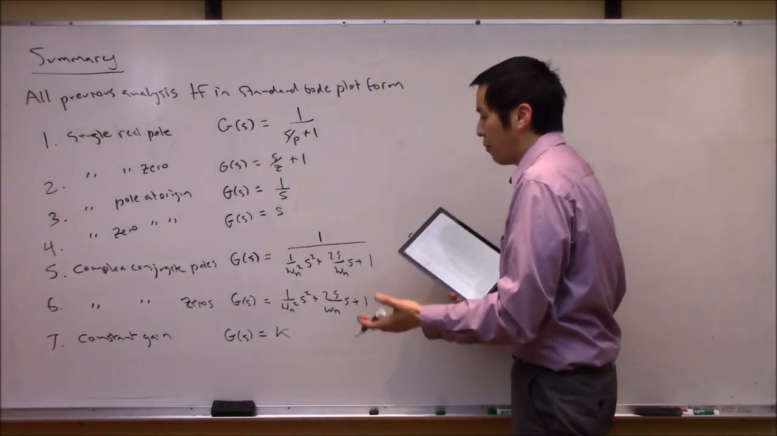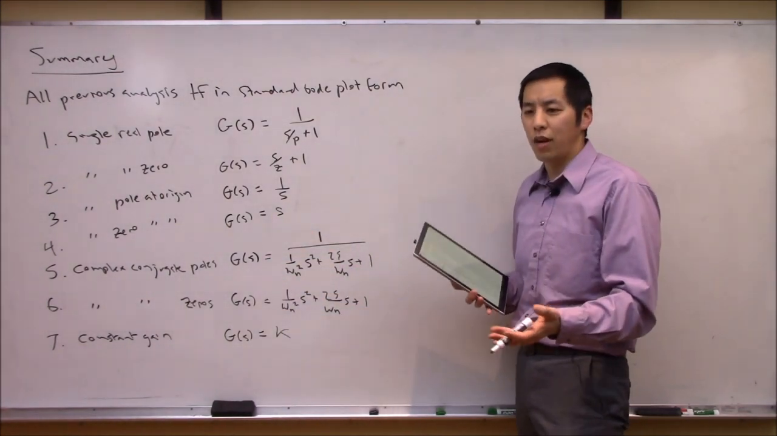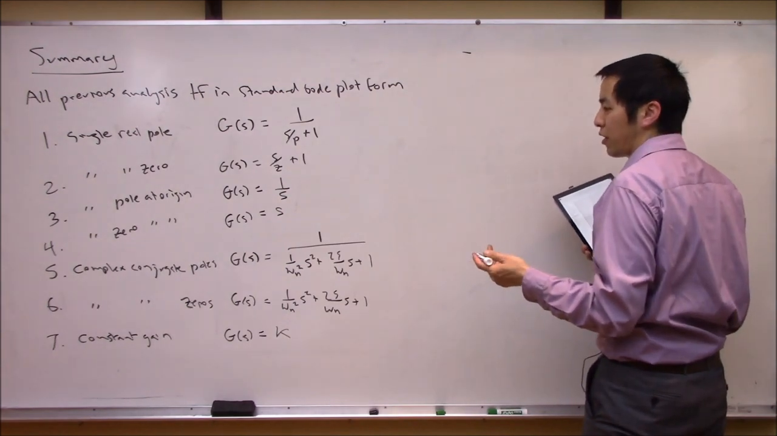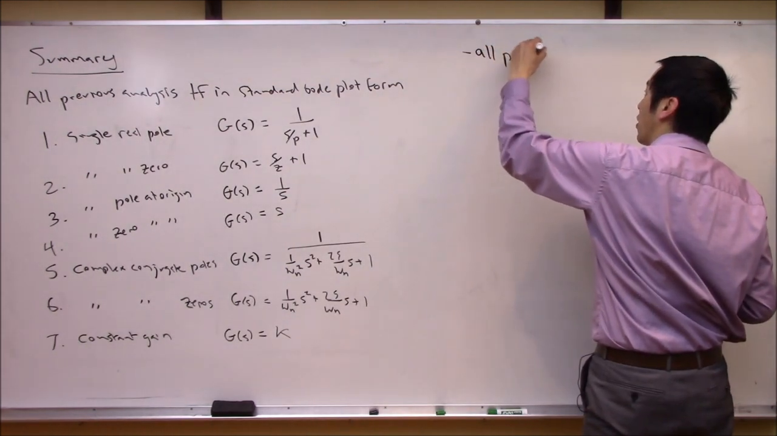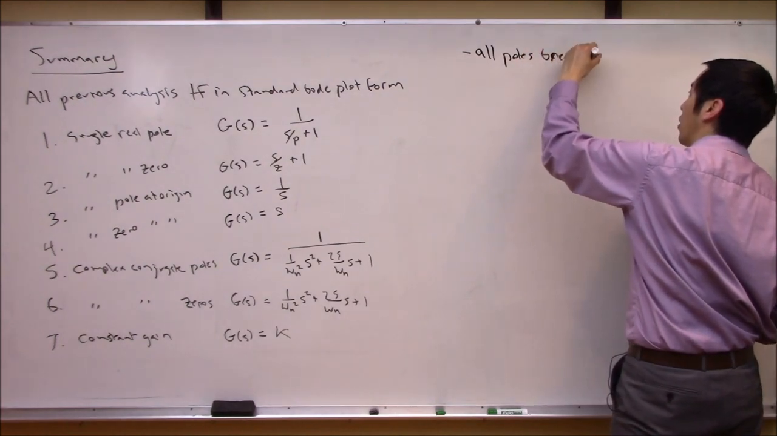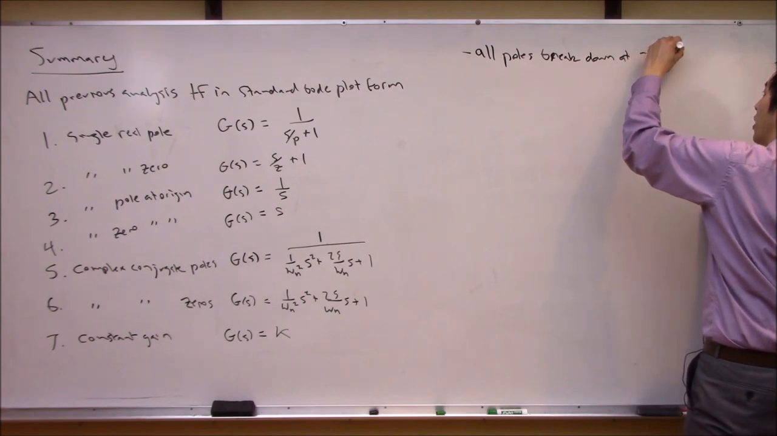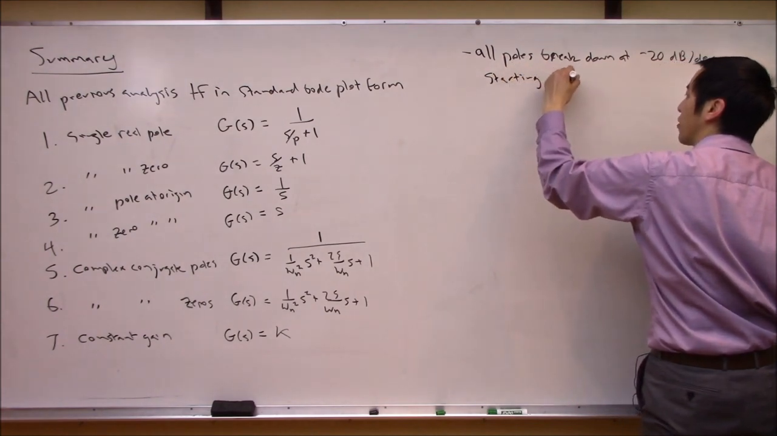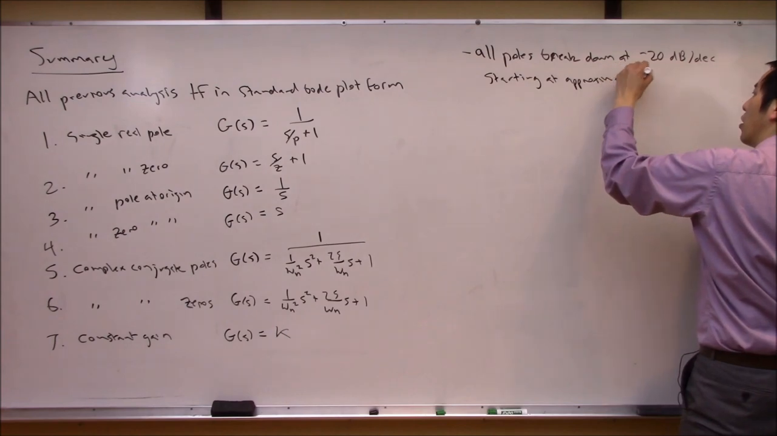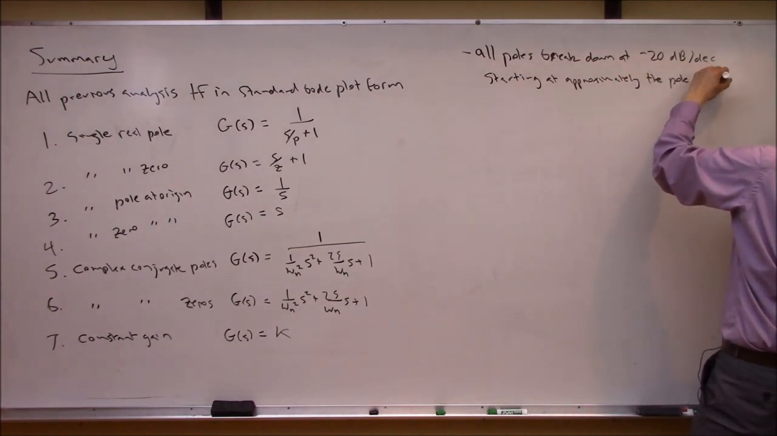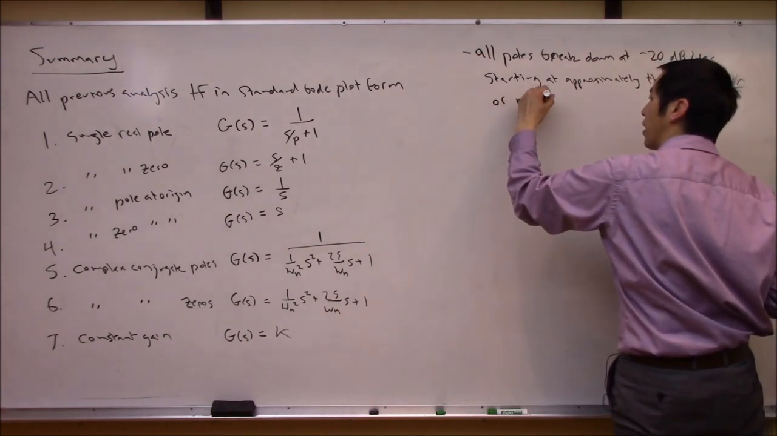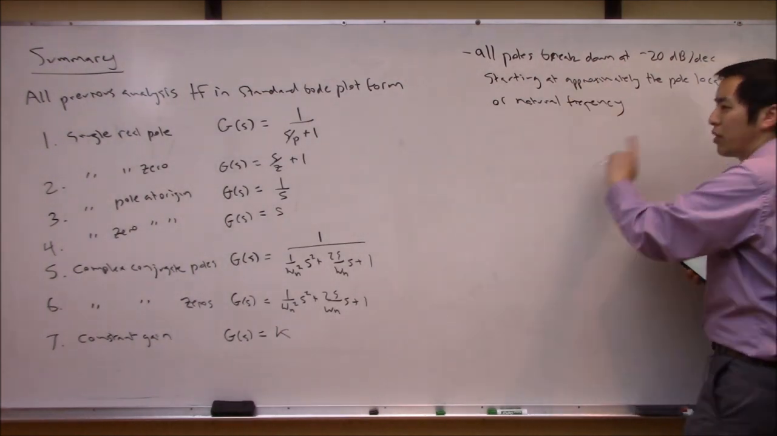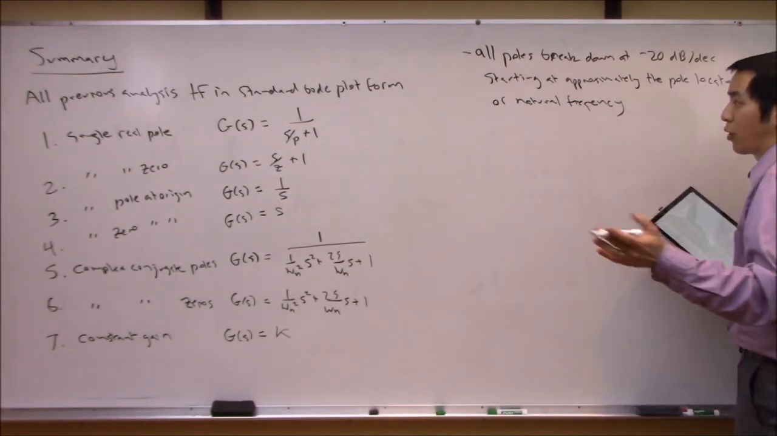And for all of these individual components, we saw a couple of similarities. One thing we noticed in common is that pretty much all poles break down at a slope of minus 20 decibels per decade, starting at approximately the pole location or the natural frequency. That was the idea here. Most of these poles, with the exception of the integrator, which is always going down at negative 20 decibels per decade.